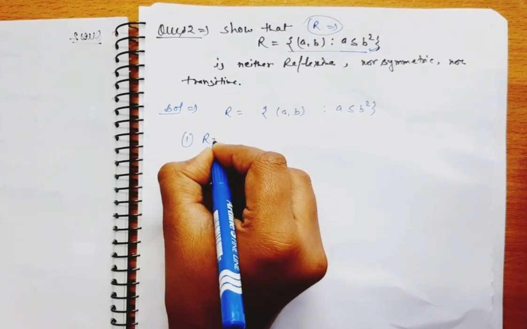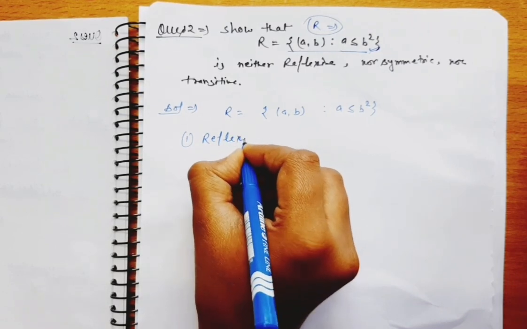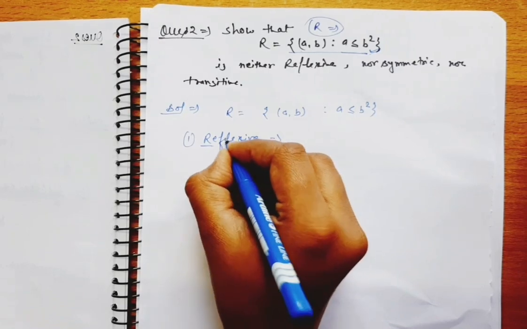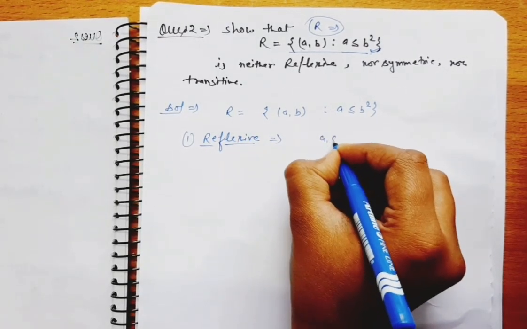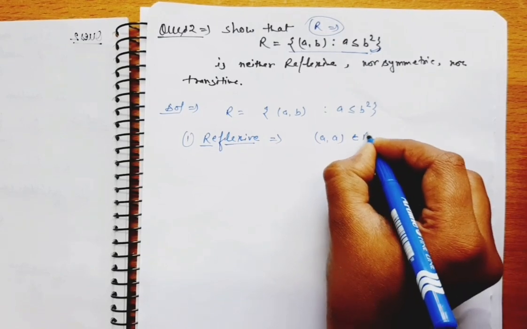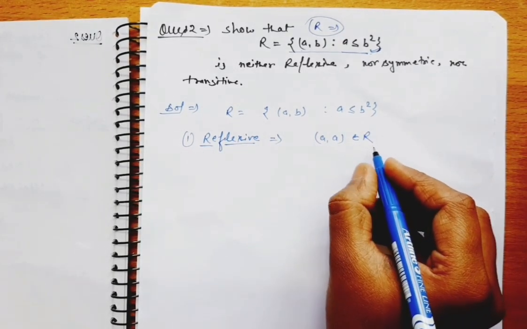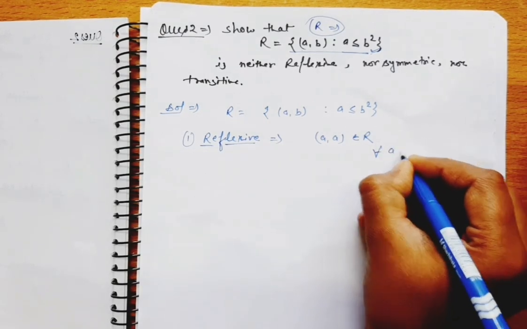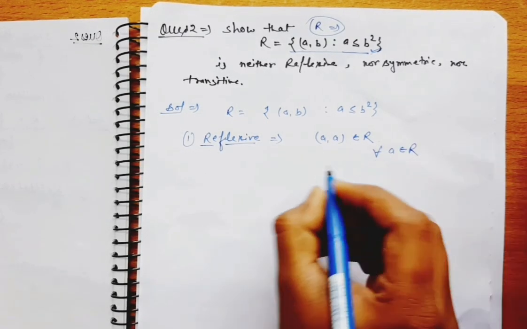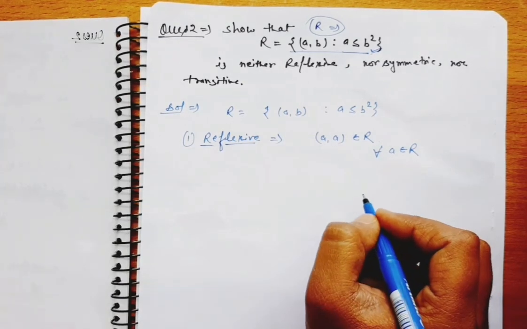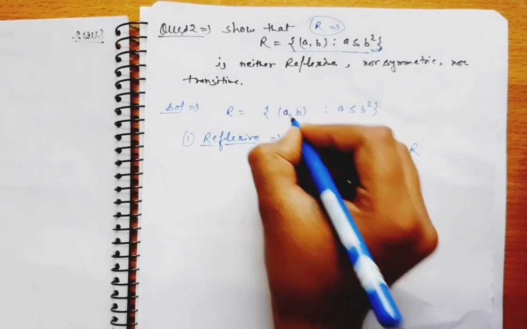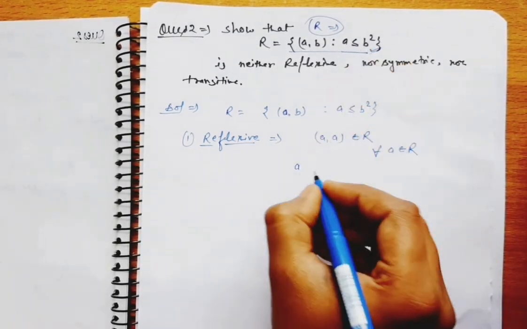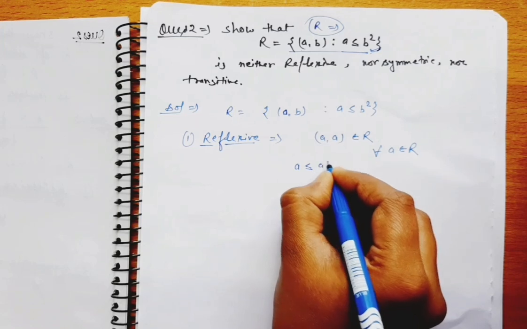The first relation which we are solving here is the reflexive relation. Now for a reflexive relation, what should be there? For any value, (a, a) which belongs to R, for every a belonging to the set R. This is the reflexive condition. Now, what can we do about that? We can directly put b equal to a. What is the condition? a is less than or equal to a square.